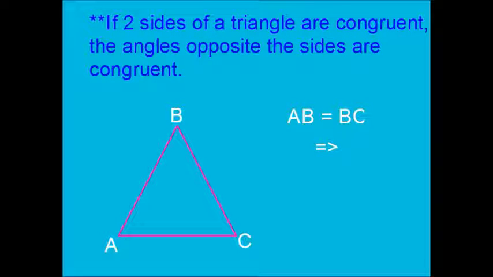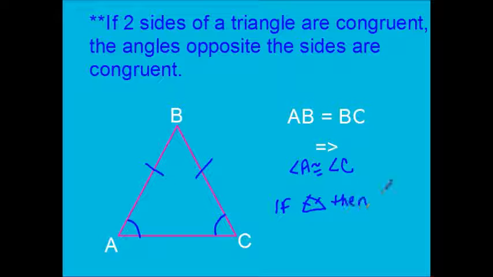Okay, so we have our first theorem. If two sides of a triangle are congruent, then the angles opposite those sides are congruent. So here's what I know. I know that side AB is going to be congruent to side BC. Let's put in those markings. AB, BC. Now the angle opposite, or not attached to BC, is going to be angle A. And the angle opposite side AB is going to be angle C. So if we know the two sides are congruent, then we know those angles opposite, A and C, are going to be congruent.